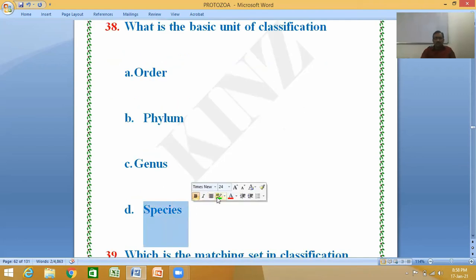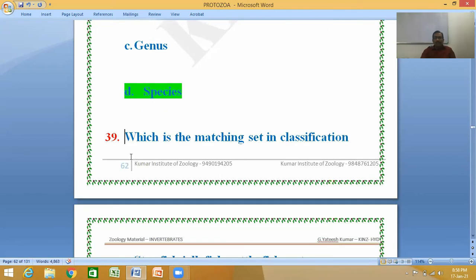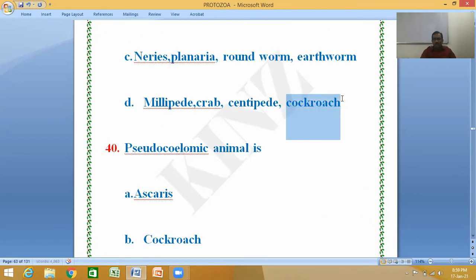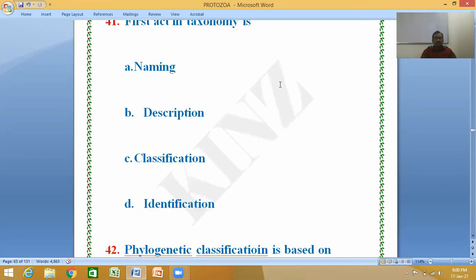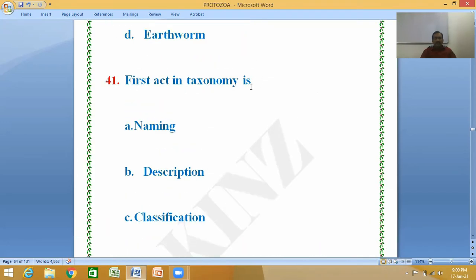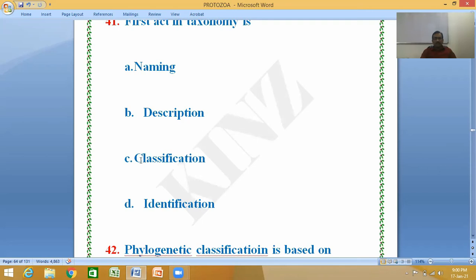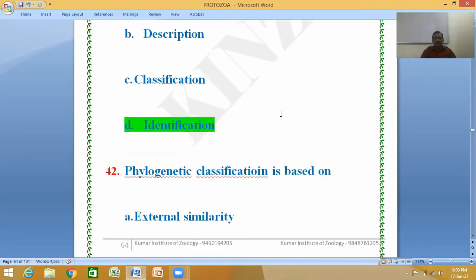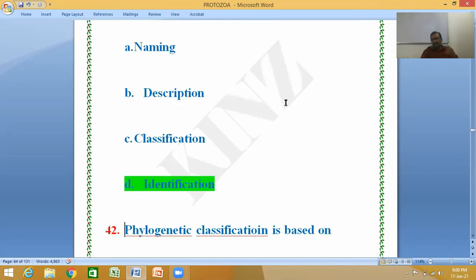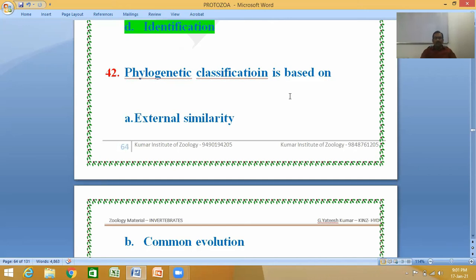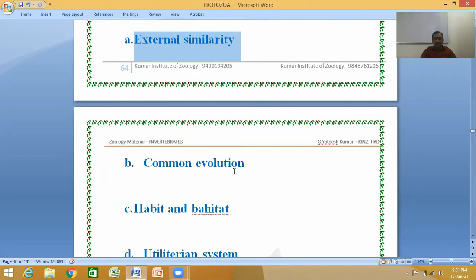Which is the matching set in classification? All belong to phylum Arthropoda, so option D is the best answer. The pseudocoelomate animal is Ascaris. The first step in taxonomy: naming, description, classification, identification. You have to identify the new organism first, then naming, then description and classification. Phylogenetic classification is based on common evolution.